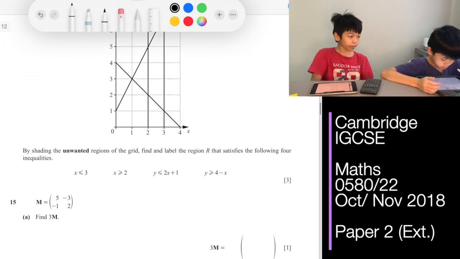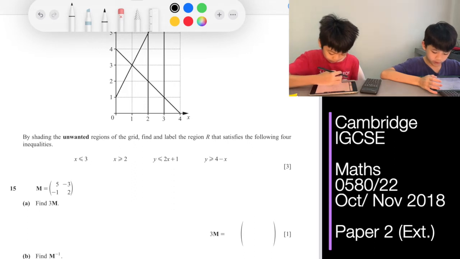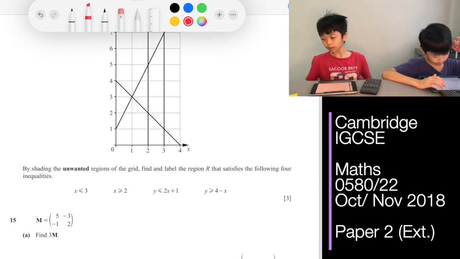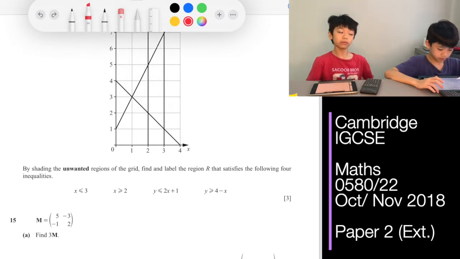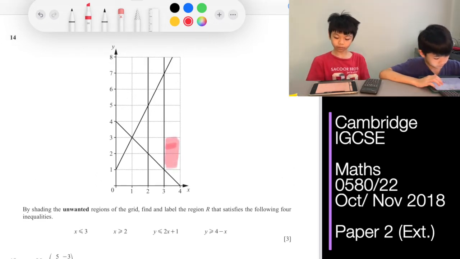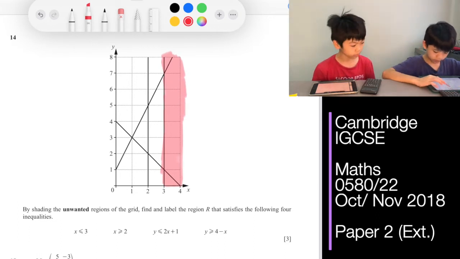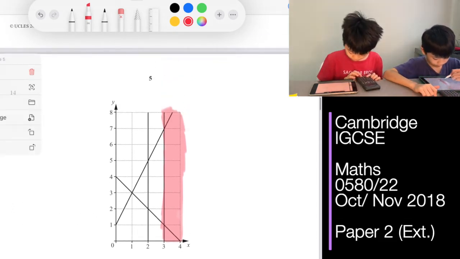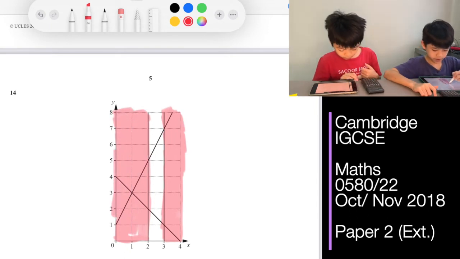Okay, for question 14, by shading the unwanted regions of the grid, find and label the region R that satisfies the following 4 inequalities. So for this one, we'll be using a highlighter. Okay, so x is smaller or equal to 3, but they want the unwanted region. So it becomes x is bigger than 3. So it would be this one. And then for the other one, x is bigger or equal to 2. Again, they want the unwanted region, so it's x is smaller than 2. So you can start to see the shape of it. It should be somewhere around this box.